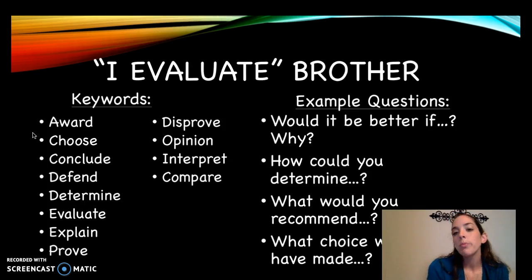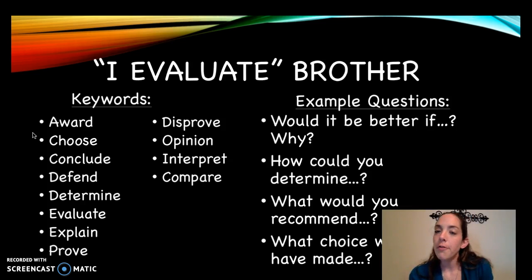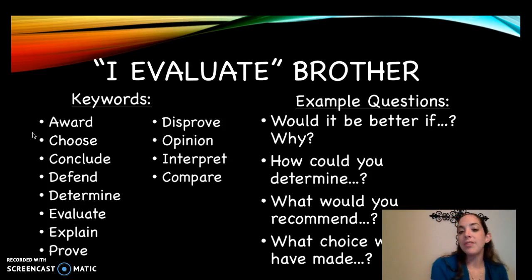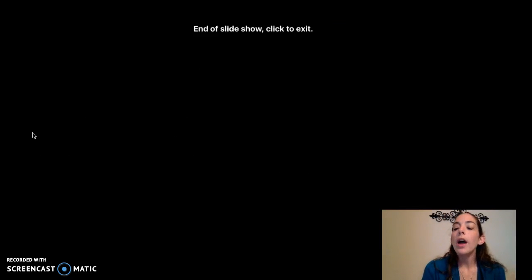So you may ask, well, would it be better if we did this experiment instead of this one? Well, why do you think that? Or how do you think we could determine that gravity is real? So the kids are really having to think about, well, I don't know, but they're having to evaluate the information that they've learned.